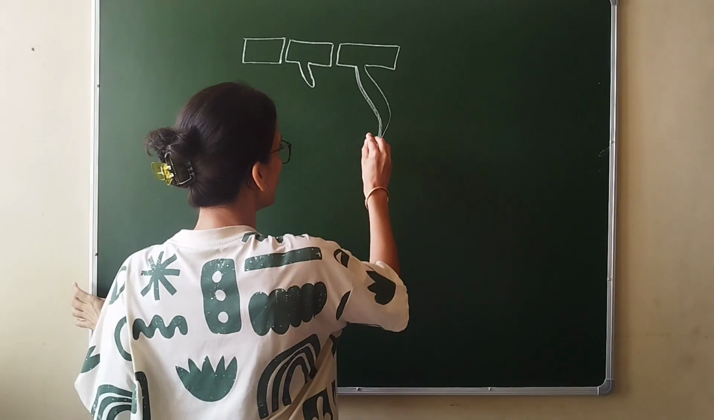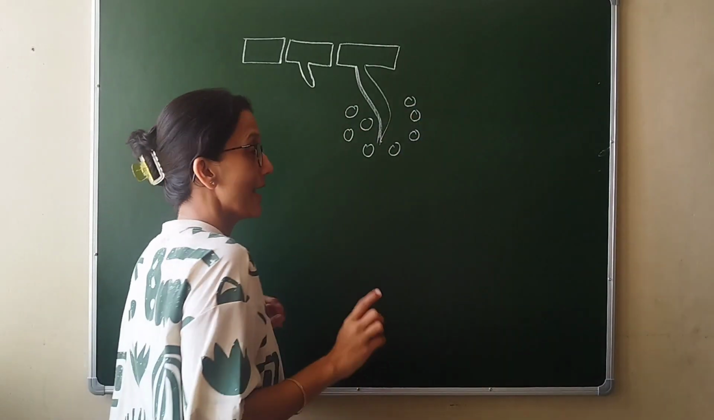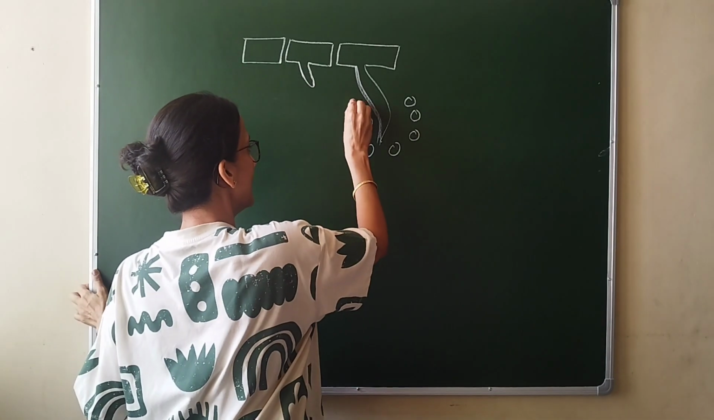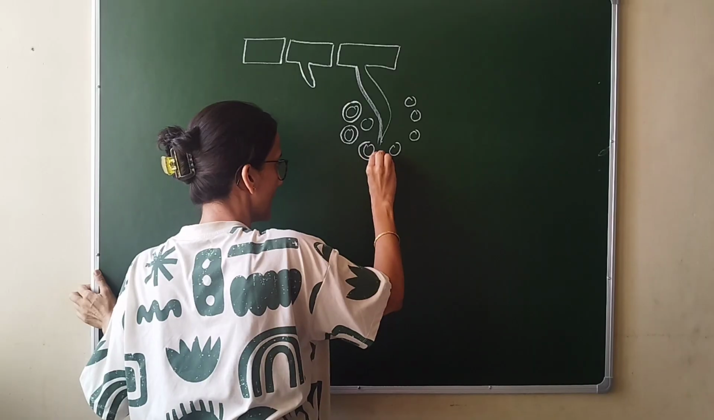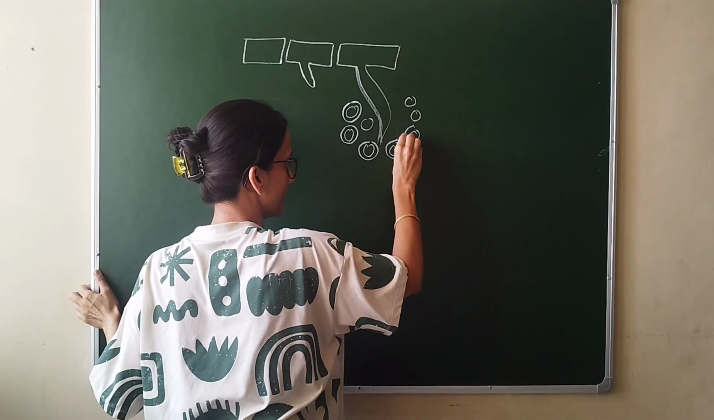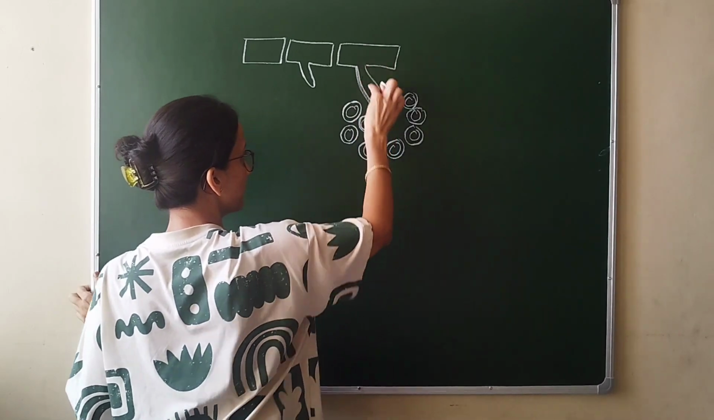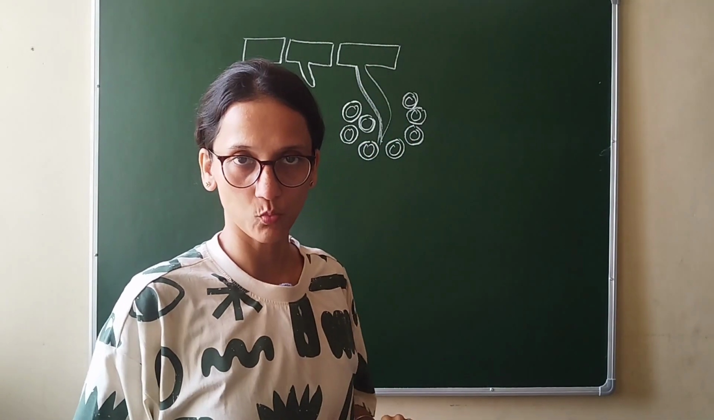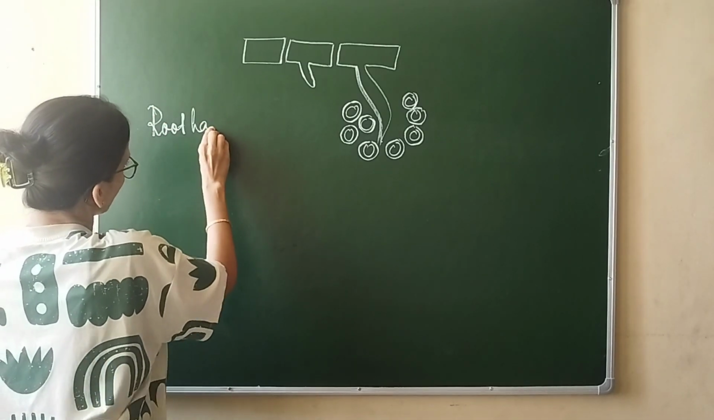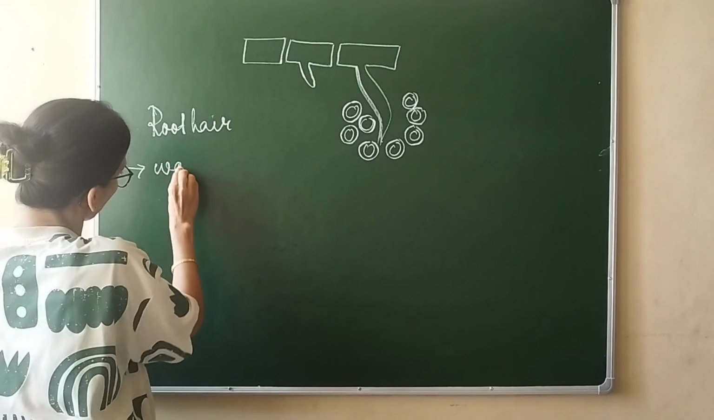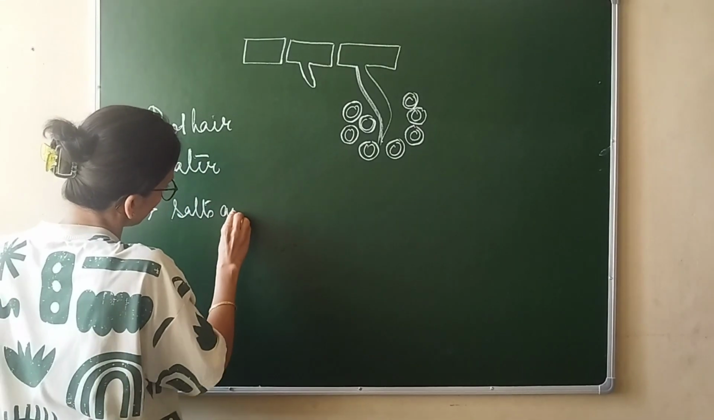Now imagine this root hair to be surrounded by soil particles all around itself, and right around the soil particle there is an envelope of water. This is how it is present. This water is very important to the root hair because the plant requires this water. So there are two things that the root hair is going to absorb. Number one, just water, and number two, salts and minerals.